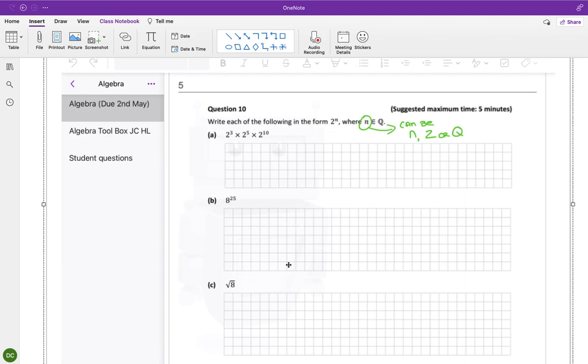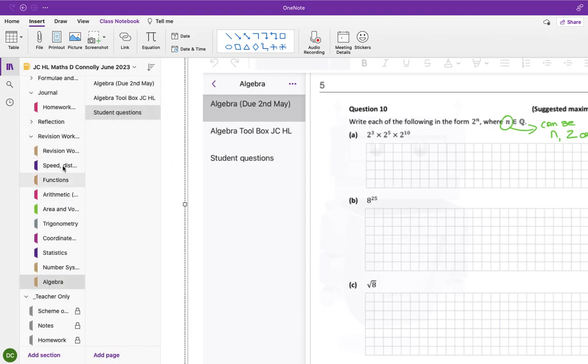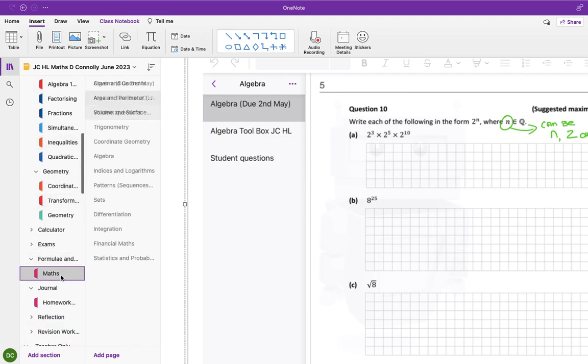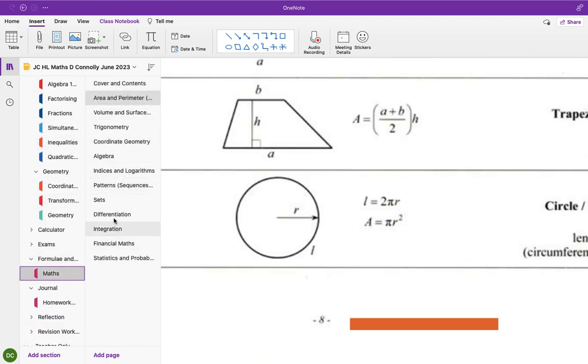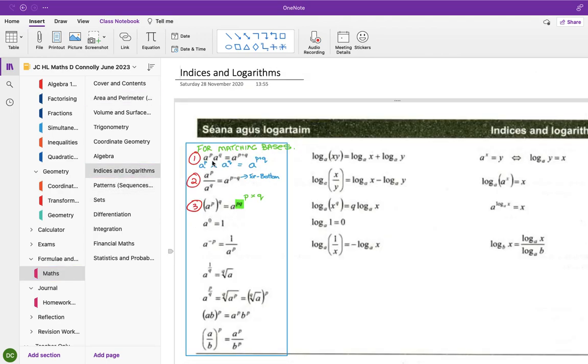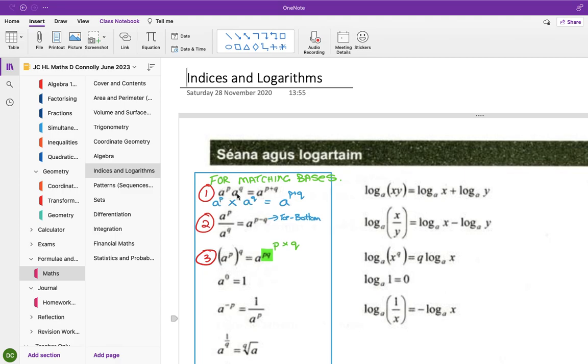Okay, so I'm going to try and go in and out here to show you this. Formula and tables book, maths. So if we go into indices here, the first one I have there is multiplication. So this law here tells me that if I'm multiplying and the bases match, I add the powers. So that's where I'm getting the answer from, I suppose.